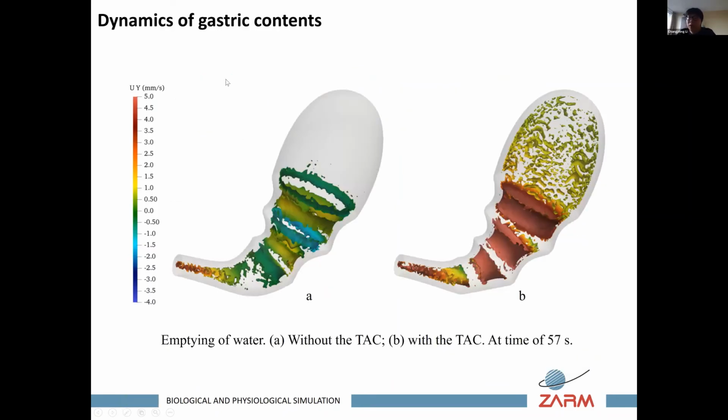Here we show vortex structures in the water emptying process. They are colored with vertical velocity. The effects of TAC are investigated.